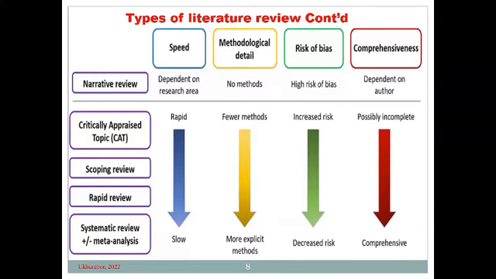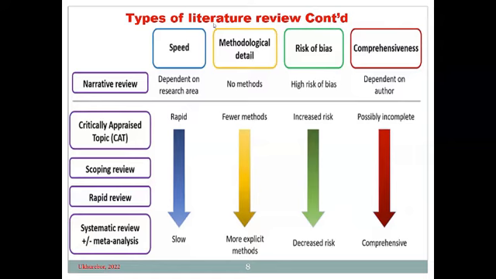Then when you think about scoping, you just follow it. They move down the train to systematic review. Look at systematic review, which at times they call meta-analysis. It's a very slow type. It has a more explicit method. The risk here is decreased. There's no risk of bias. And when you talk about comprehensiveness, you find that a meta-analysis literature review is very comprehensive.